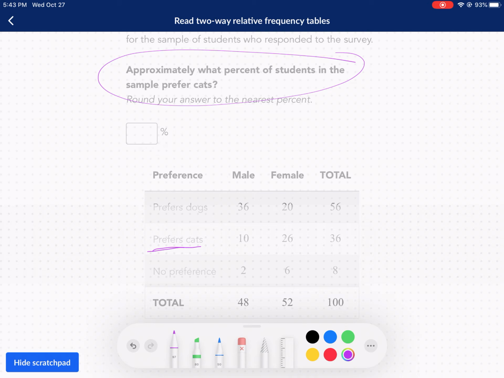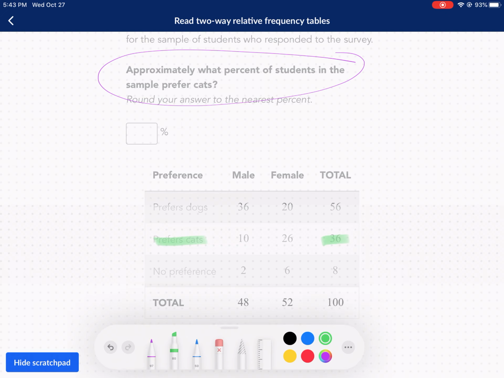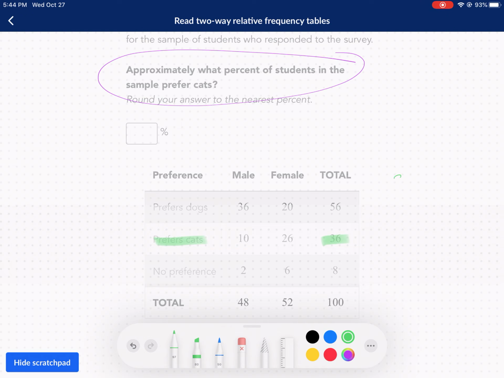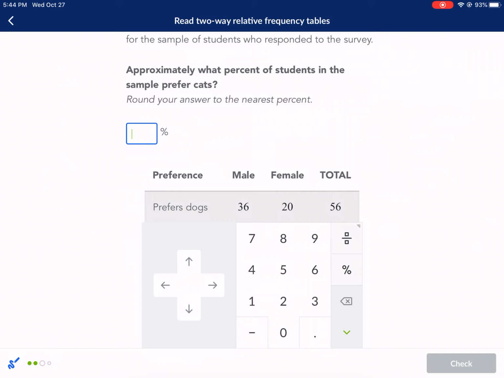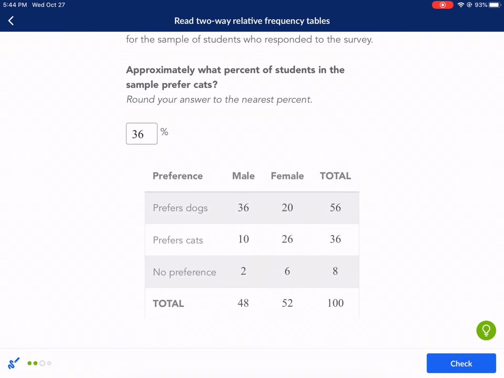So we're going to look here, and this is going to be our part. This is what we want. So the total, 36, doesn't say male or female. Prefer cats, 36. So our part is 36. Okay. What's our whole? Our whole is total available. So here, 100 students were surveyed. Okay, and this one's easy. 36 out of 100 is 36%. And that's all there is to it for that. So we have 36%. Check it.